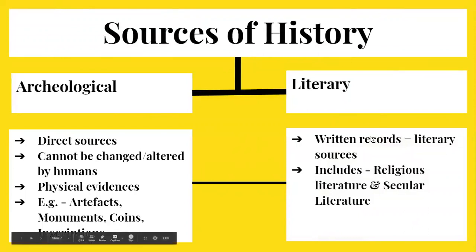Now, what are literary sources? Literary sources, children, are written records. Written records are known as literary sources. Now, there are two kinds of literary sources in your book. The division is between religious and secular. That means religious and non-religious writings.